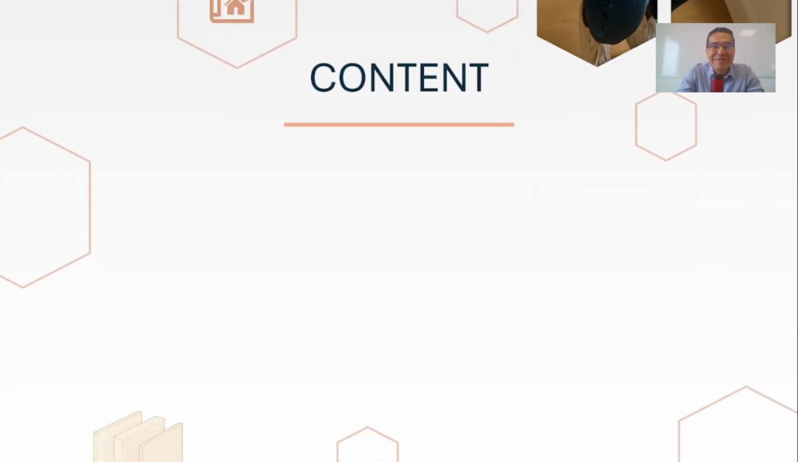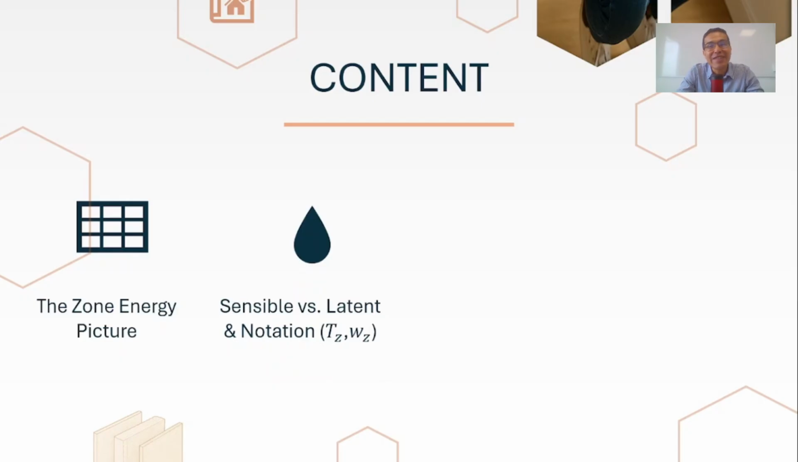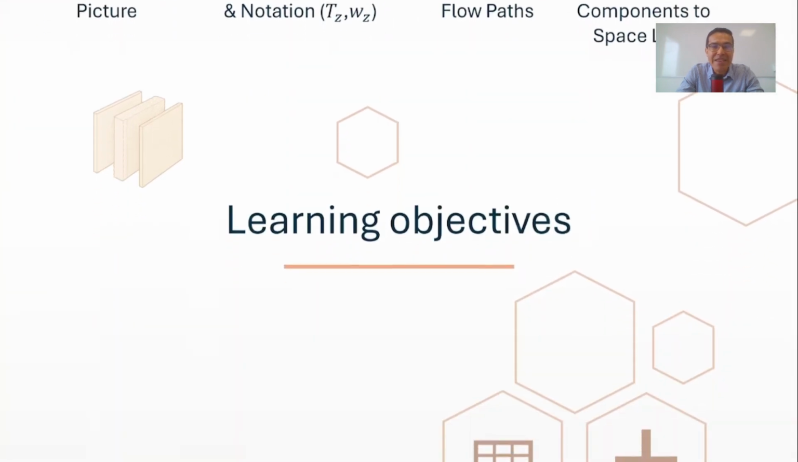So, what's our plan? First, we'll zoom in on a single room or a zone to see the big energy picture. Then we'll tackle two super important concepts, sensible versus latent heat, and we'll get a handle on the notation we'll use. After that, we'll take a tour of every single path heat can take to get into or out of a building. And finally, we'll see how all those individual pieces add up to create the total load that the HVAC system has to handle.